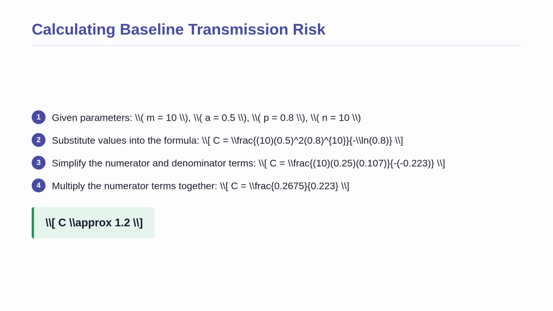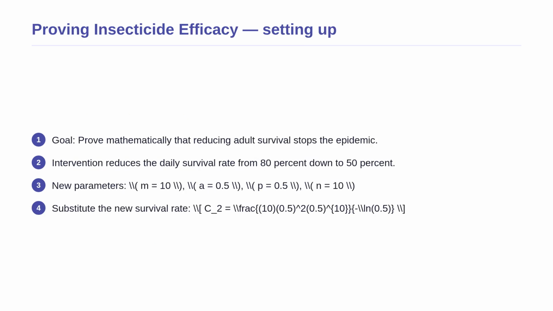We substitute these exact values into our formula. We square the biting rate to get 0.25 and raise 0.8 to the 10th power. After multiplying the numerator and dividing by the natural log of the survival rate, we get approximately 1.2. Because this is greater than 1, every infected person generates more than 1 new infection per day, meaning the outbreak will grow. So we have seen that the baseline disease is spreading.